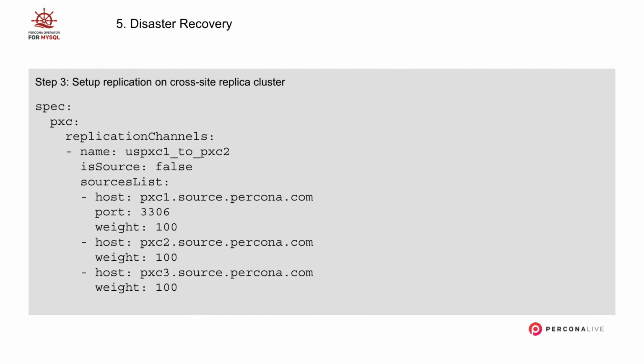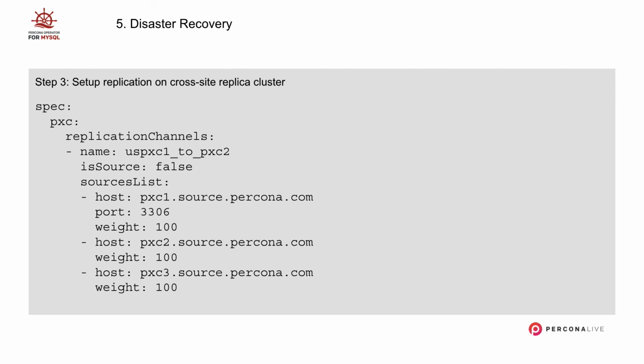On the replicas, you need to tell the operator where you want to replicate from. So basically, you set up a replication channel. You say that this is not source, this is replica, and you specify the addresses of the sources. So basically, your primary cluster, right? That means that if we expose them under pxc1.source.percona.com and pxc2.source.percona.com, we need to put that in the configuration so we can replicate. And the same applies if you want to replicate from some existing non-Kubernetes MySQL into Kubernetes MySQL. That can be used as well.